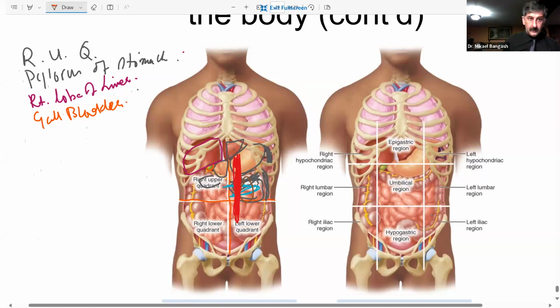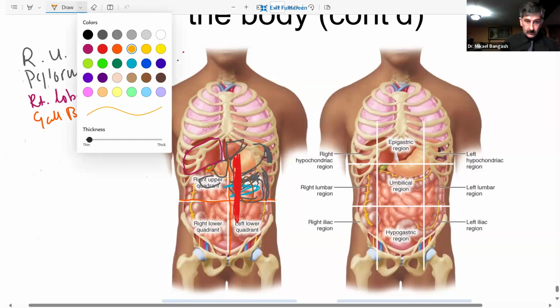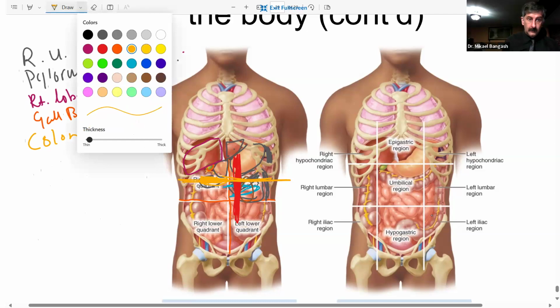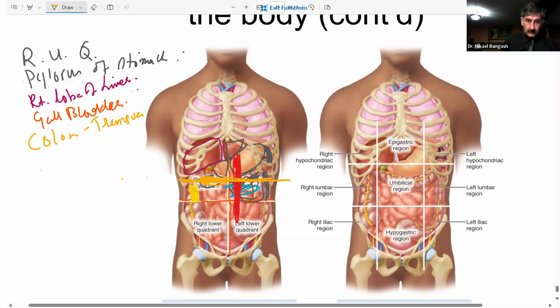Other things that we may see in the upper right quadrant are the colon, and one part of the colon is what we call the transverse colon. The reason we call it a transverse colon is because it runs transverse. Another part of the colon that will also be found in the right upper quadrant is this part of the colon here, which is the ascending colon.